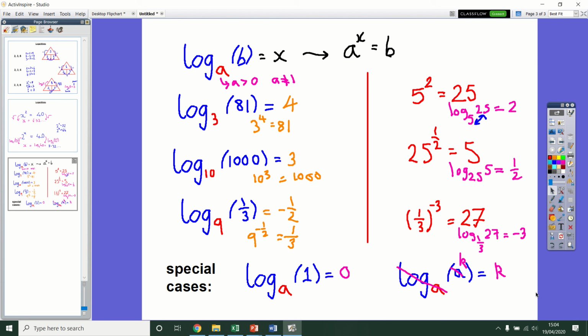Okay, so hopefully you've got an understanding now of what a logarithm is, it's a power, and how we write it down and what the notation is that we use. Okay, best of luck with the questions.